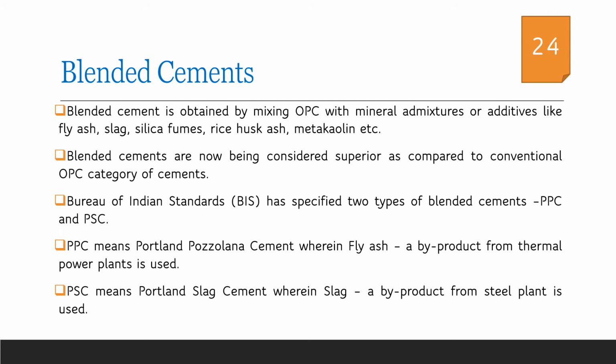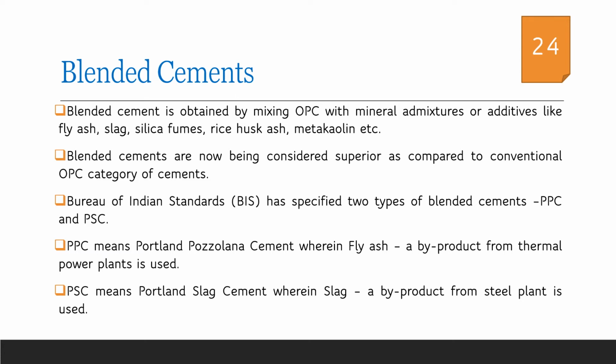Now let us consider blended cements. They are obtained by mixing ordinary Portland cement with admixtures such as fly ash, slag, silica fume, rice husk ash, metakaolin, etc. Blended cements are considered to be superior to ordinary Portland cement as well as economical.